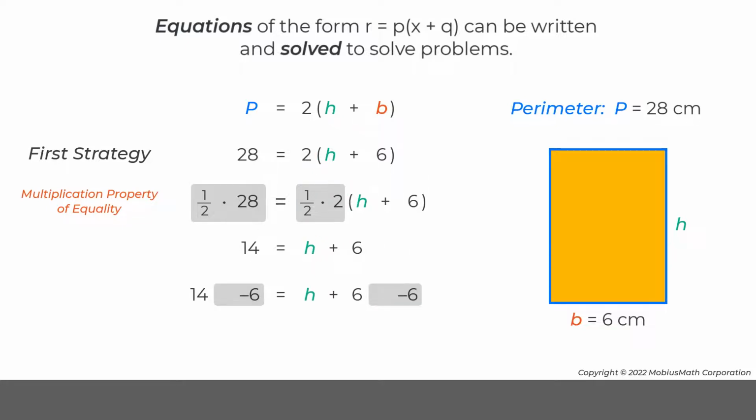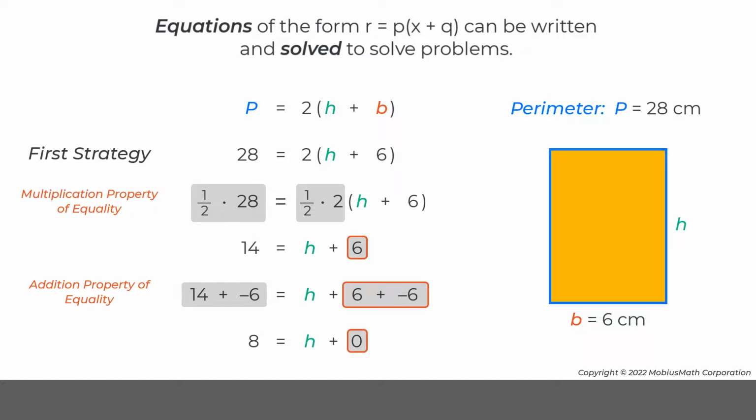Next, -6 can be added to both sides of the equation without changing the value that makes the equation true. Because 14 plus -6 equals 8, and 6 plus -6 equals 0, the equation can be written as h equals 8. This step in solving the equation applies the addition property of equality. Notice that this step eliminated one of the terms on the right side of the equation by adding the opposite of that term to get 0. So, the height of this rectangle is h equals 8 centimeters.